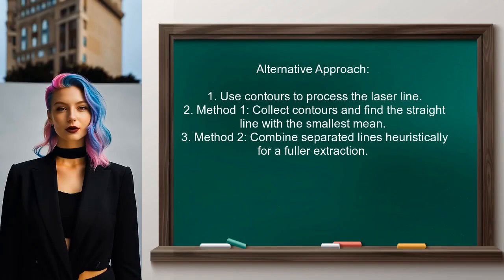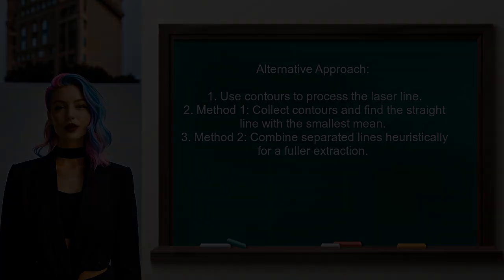An alternative approach to extracting a laser line involves using contours. The user suggests two methods. First, collect contours along the laser line and find the straight line with the smallest mean. Second, try to heuristically combine separated lines for a more complete extraction.